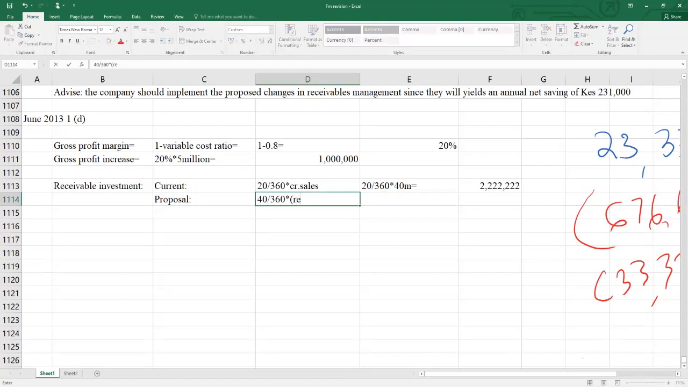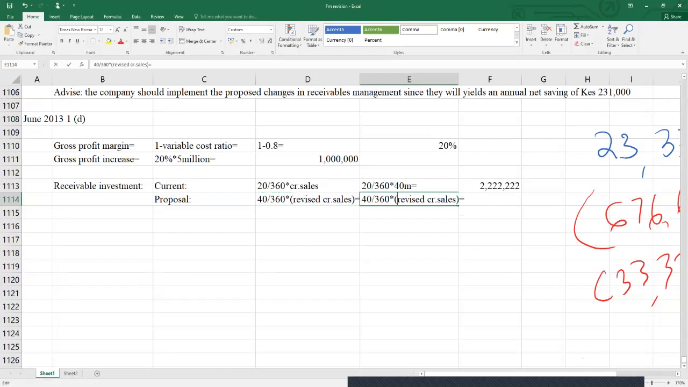Let me just put it, revised credit sales is equal to, will be 40 over 360. The sales of the company increased by 5 million, therefore the increase from 40 to 45 million, so 5 million. You get how much? 5 million. Let me confirm, 5 million. And we get 5 million to be the company investment in account receivable once they implement the proposal.